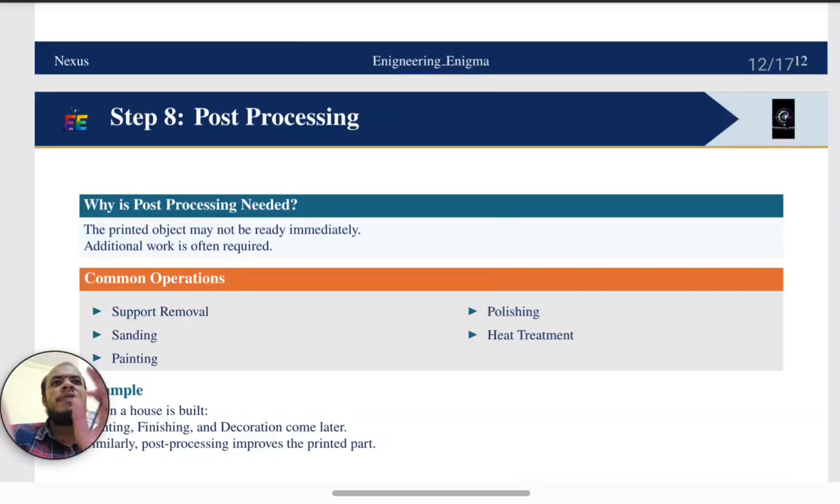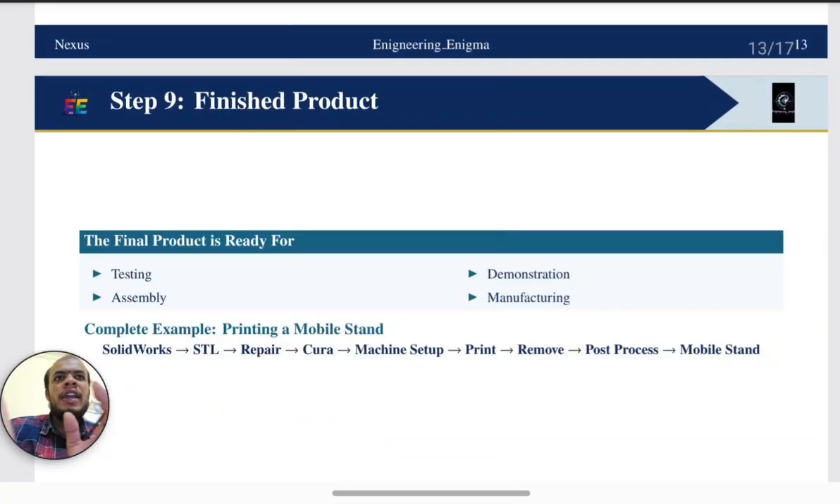Now the most important step, the final step. Most printed objects require post processing. Why? Because the object may not look perfect immediately. Some common operations are support removal, sanding, painting, polishing, and heat treatment. Let me give an example. After constructing a house, is it immediately ready? No, right? Painting is required, decoration is required, finishing is required. All happens later after the construction of the house. So post processing is the finishing stage of 3D printing. So finally the product is ready.